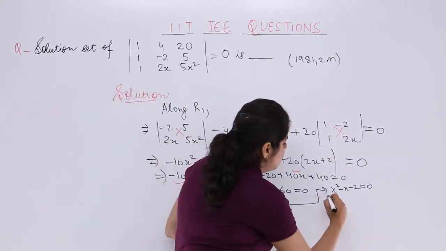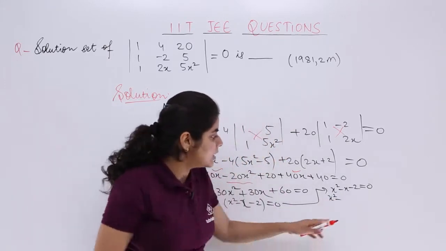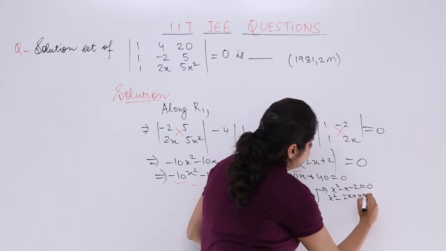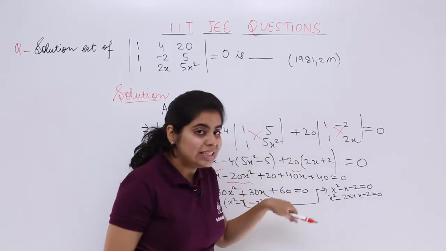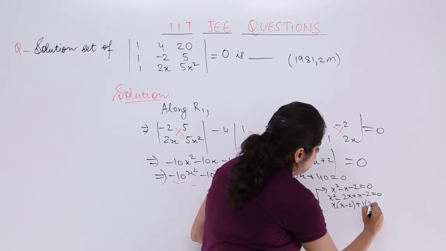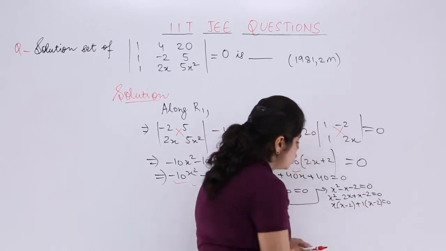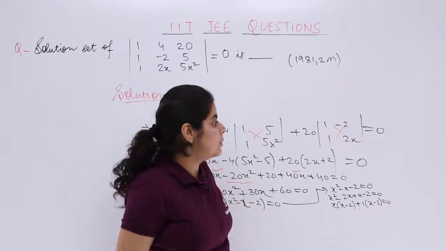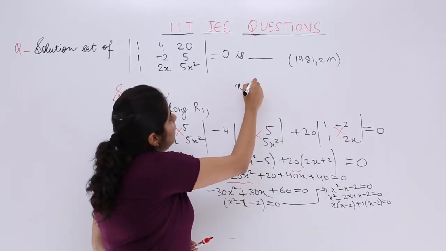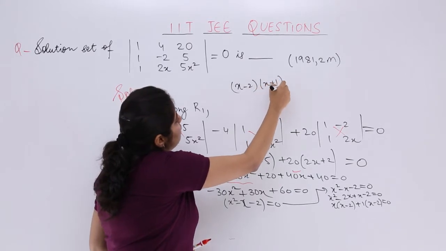Let's see. Splitting the middle term, x square is minus 2x plus x, minus 2 equal to 0. Take things common: x outside, x minus 2, plus 1, x minus 2, equal to 0. So you have x minus 2 into x plus 1. Let me write it here: x minus 2 into x plus 1 is equal to 0.